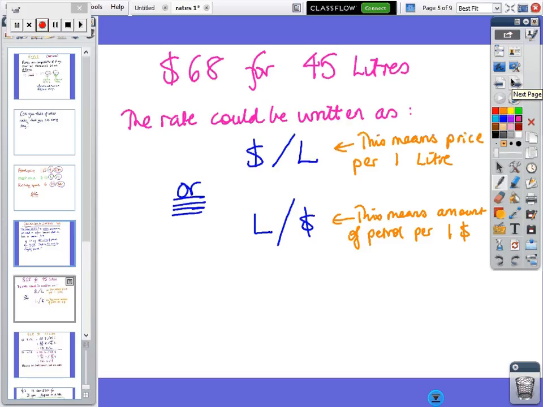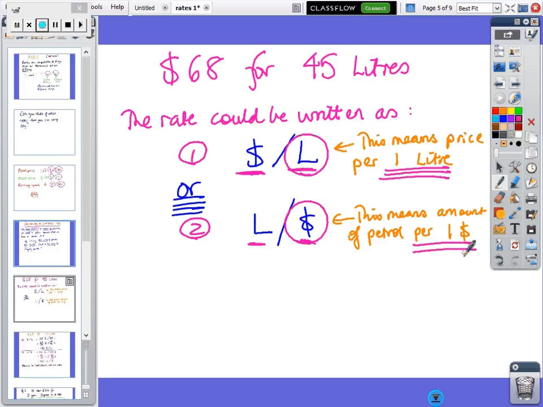So if I've got $68 for 45 litres, you could write two different rates. One rate is you put the dollars in front of the litres, or the second rate is you put the litres in front of the dollars. They're both rates, both using the numbers, but they're different things. The first one is the price for 1 litre, and the second is the amount of petrol for $1. So when you see per litre, it's per 1 litre, or when you see litres per dollar, it's per $1. So they're both rates, and then we'll use those numbers in the next one, but copy that down and come across when you're ready.